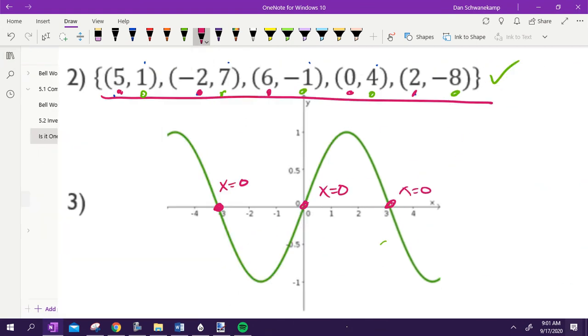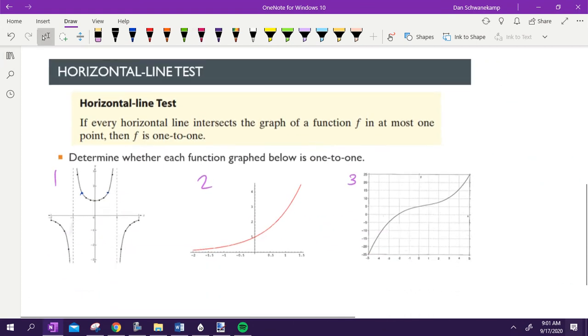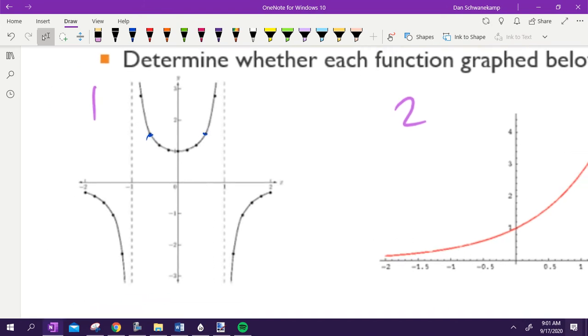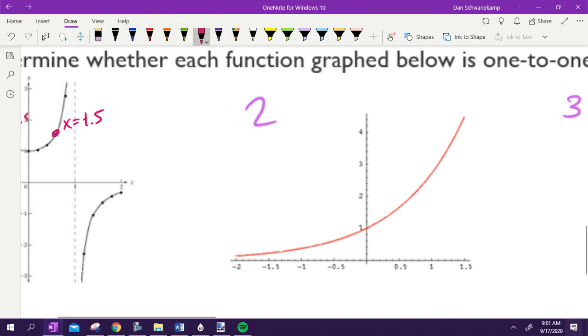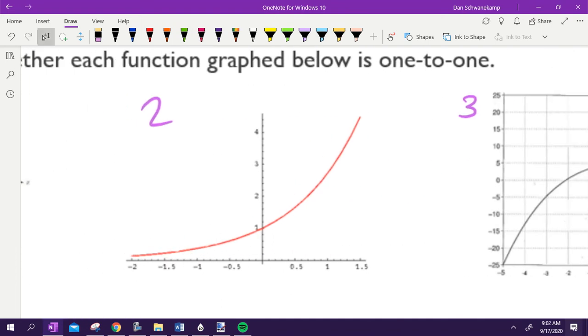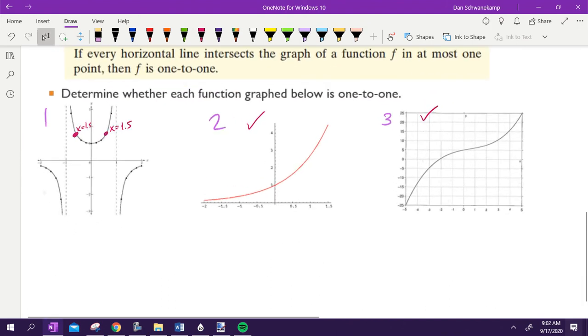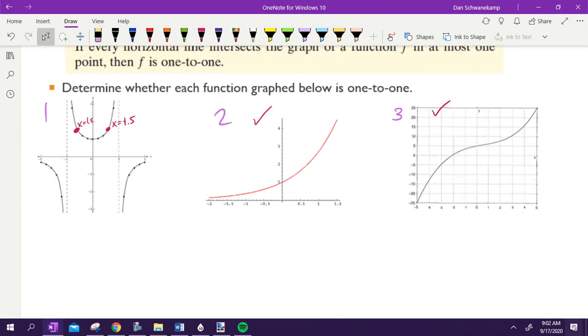Okay, let's try a couple more of those. Let's look at these graphs down below. What do you think on graph number 1? Do you think graph number 1 is 1-to-1? No, because I touched this dot and that dot. X is equal to like 1.5 and also right there. We're repeating x values. What about number 2? That one is 1-to-1. Number 3, that is 1-to-1.